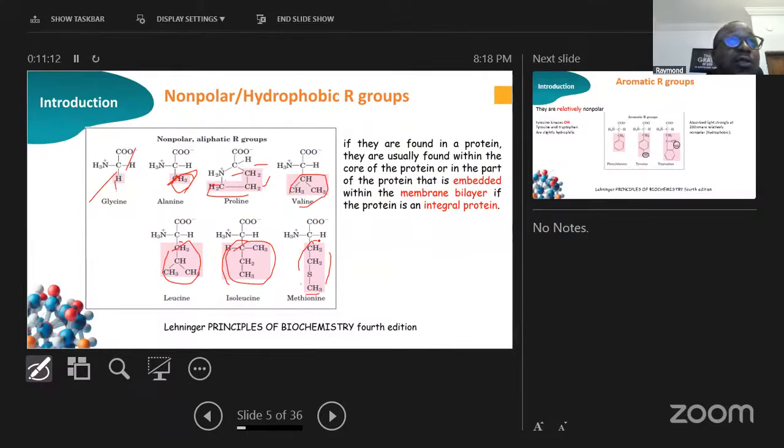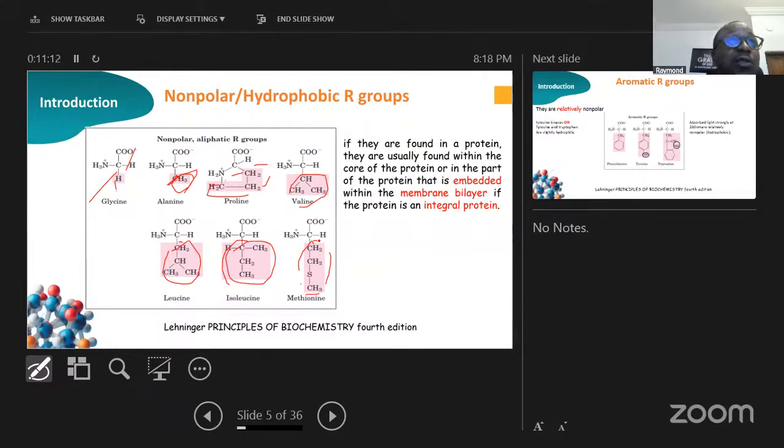Now, one of the characteristics of these amino acids is that they absorb light strongly at 280 nanometers. And they are relatively nonpolar. When we say relatively nonpolar, it means they can also have some polar group that can make them have slight polarity and more of hydrophobicity.